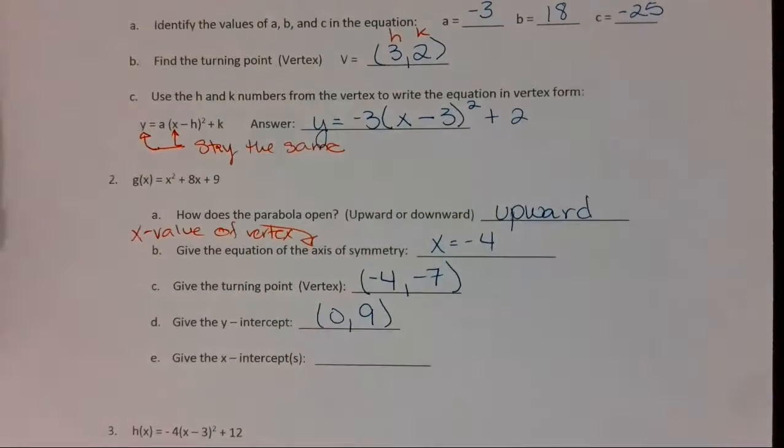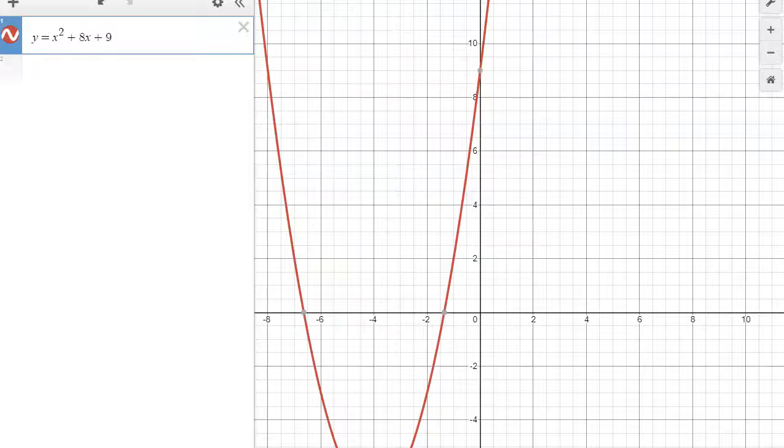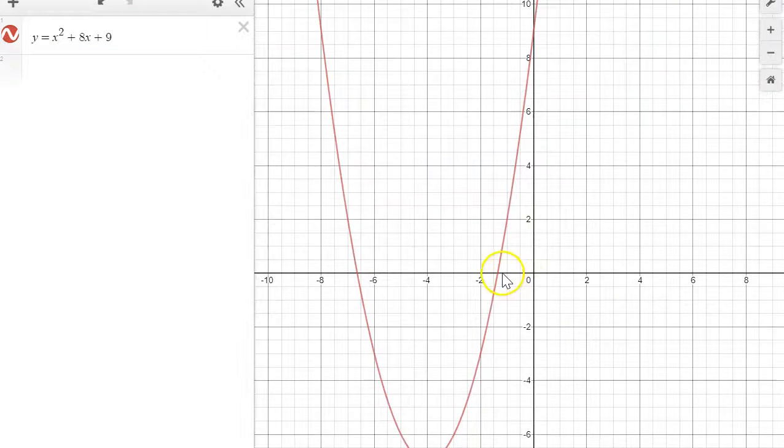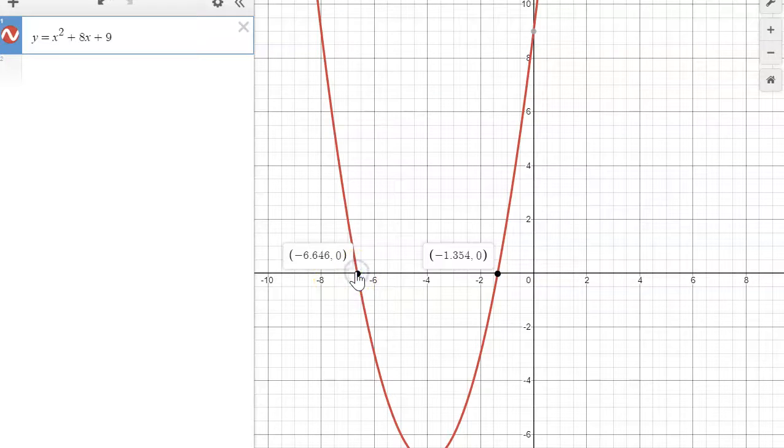And then E is asking for my x-intercept, so where it's crossing the x-axis. So I have 2, it's right here, and right here. So I'm going to write those two values down on my paper. I have -6.646, 0, and then I have -1.354, 0.